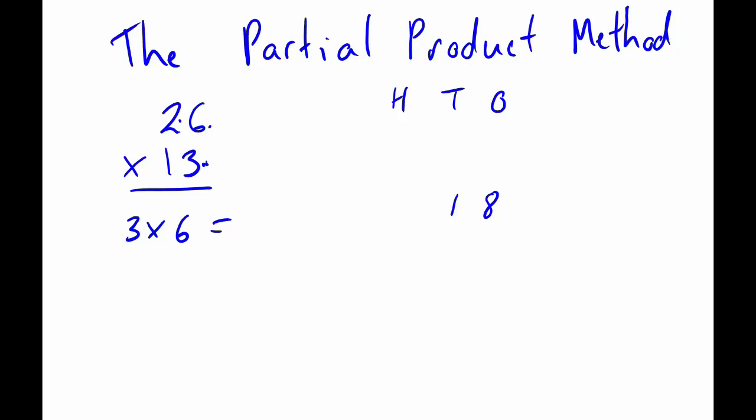Now I'm going to multiply the 3 times the 2, but that's not a 2. It's in the tens column, so it's a 20. 3 times 20, well, 3 times 2 is 6, so 3 times 20 is 60.